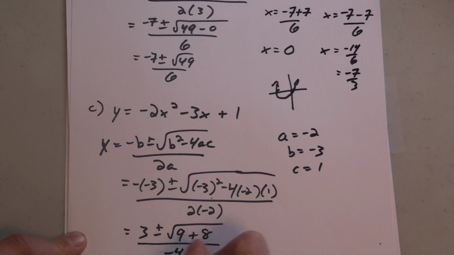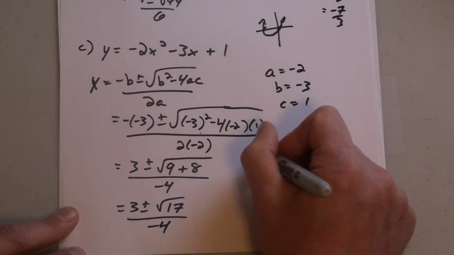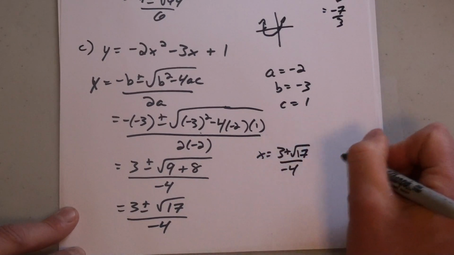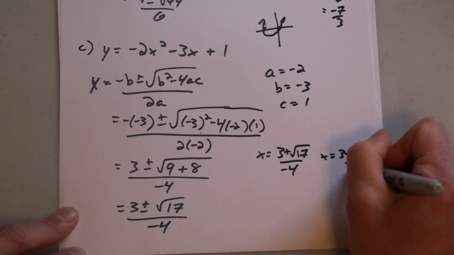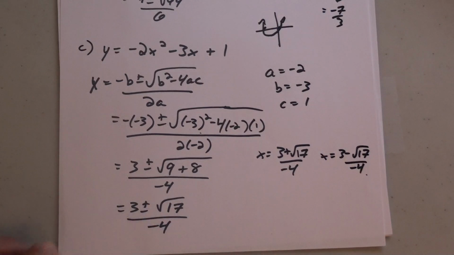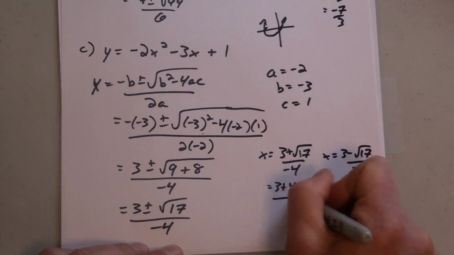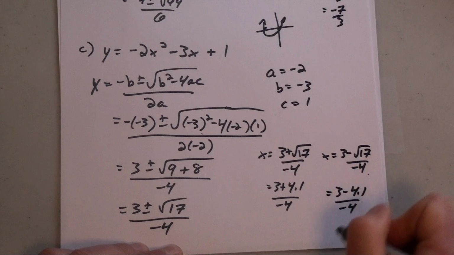3 plus or minus the square root of 17 divided by negative 4. Here's my answer right there. Now, again, I can separate it where x equals 3 plus the square root of 17 divided by negative 4, and x equals 3 minus the square root of 17 divided by negative 4. Then I have to use my calculator for that one, because the square root of 17 is about 4.1, so it's going to go 3 plus 4.1 divided by negative 4, and 3 minus 4.1 divided by negative 4.